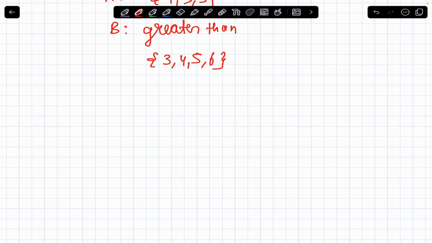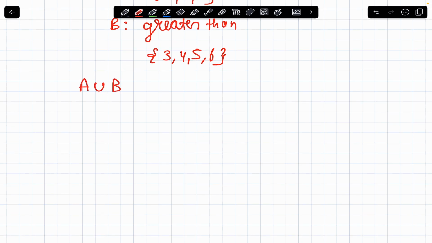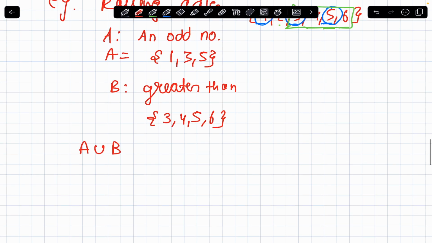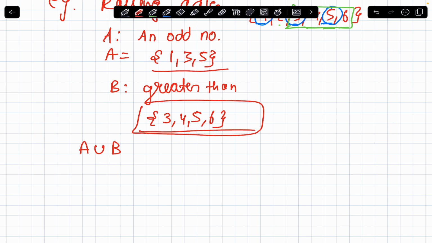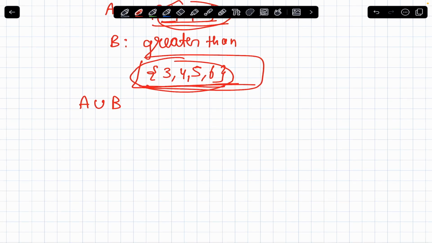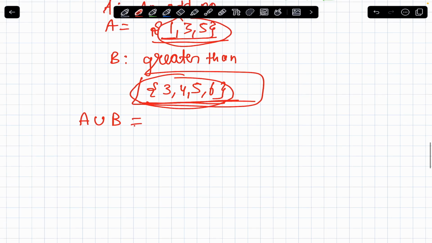Now what will be the union of these? We have to find the union. And what does union mean? We have to form the larger set of possible outcomes, including this and including this. We have to include both sets, we just have to add the two sets. Now we have to find all the outcomes that we can get. Let me choose another marker.